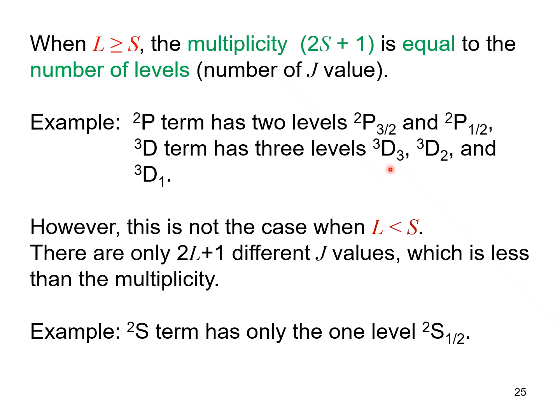So it has three levels here, triplet D3, triplet D2, and triplet D1. However, that is not the case when L is smaller than S. If L is smaller than S, then there are only 2L plus 1 different J values, which is less than the multiplicity. For example, doublet S term has only one level, which is doublet S 1/2. So this is only applicable for L plus S to determine the number of levels.